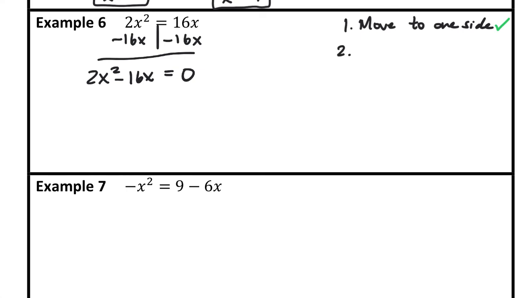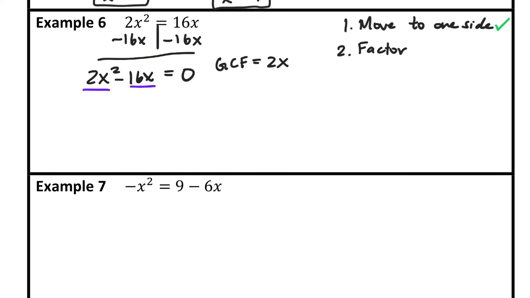Step 2, factor. Check to see if I have a GCF. I think I do. They both have an x. They both are divisible by 2. So 2x is my GCF.